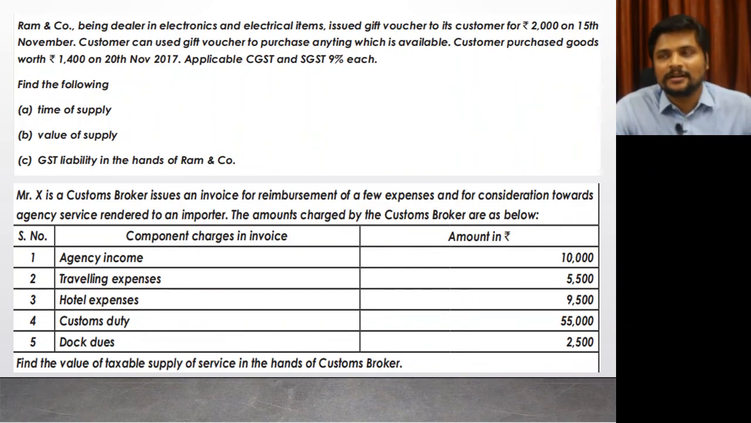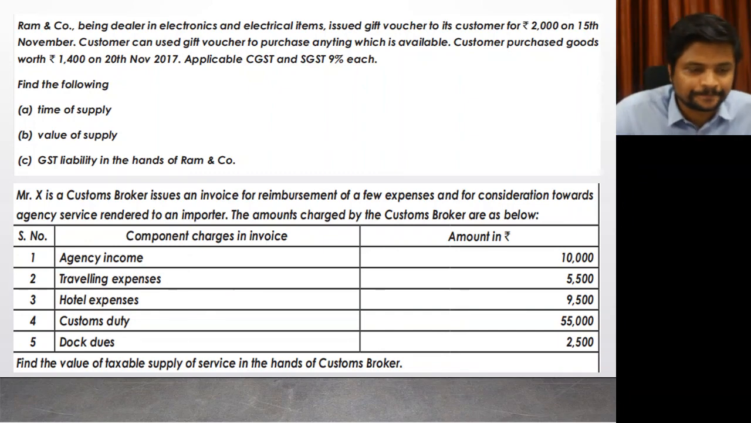Next, dock dues. Dock dues are nothing but if the goods are held in the ship for a certain period of time, they have to make certain payment to the customs authorities. Again, these charges are levied by the customs authorities. It is paid as a pure agent on behalf of Mr. X, so that will also not form part of the taxable value. So the total value here will become 10,000 plus 5,500 plus 9,500, which is nothing but 16,000 plus 9,000, which is 25,000 rupees. 25,000 rupees will become the value of taxable supply provided by this broker.